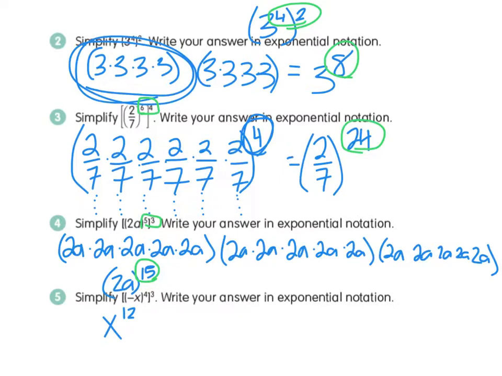In this case, I have 12 negative x's. I have negative x times negative x times negative x times negative x. Anytime you have an even number of negatives, like if there are 2 negatives or 4 negatives or 12 negatives, the negatives will end up canceling each other out. But if you have an odd number of negatives, then your final answer will still be negative. So in this case, they cancel each other out, and it's just going to be x to the power of 12. That's going to be our final answer for number 5.